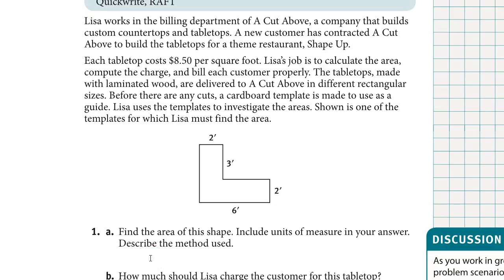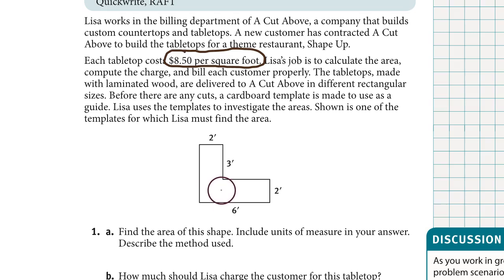The real-life scenario for this lesson involves a company that makes tabletops of different shapes, and they need to figure out what to charge their customers based upon the square footage or area of the tabletops. So here's an example. Let's say the company creates a tabletop in this L shape here, and they want to charge the customer $8.50 per square foot. They would need to find the area of this in order to find out what to charge. This is called a composite figure.